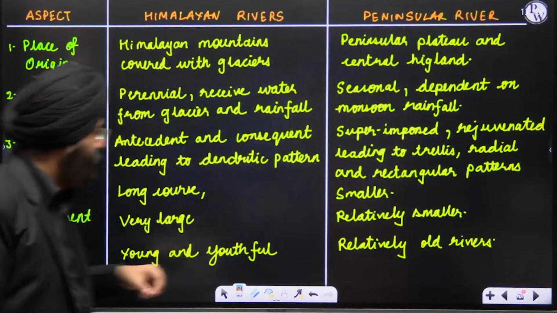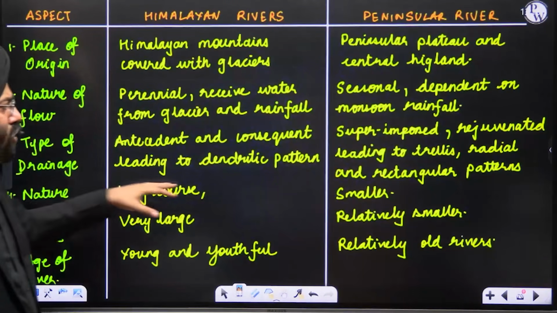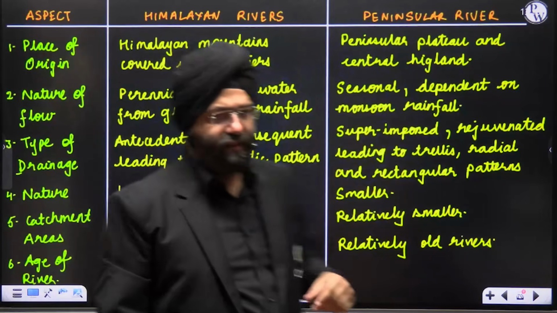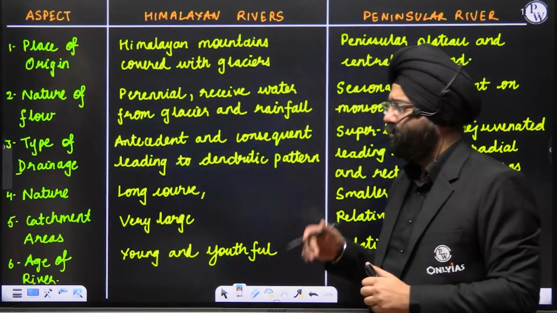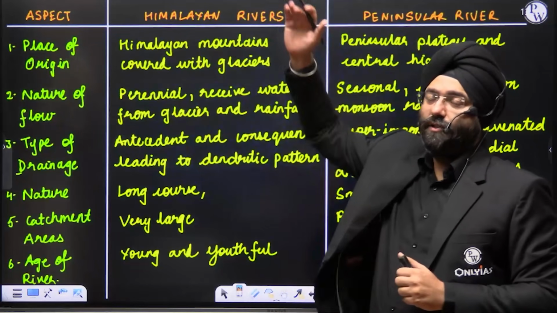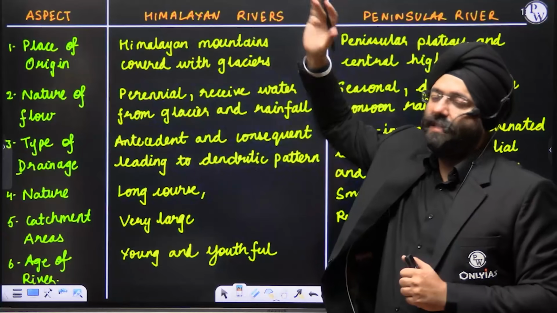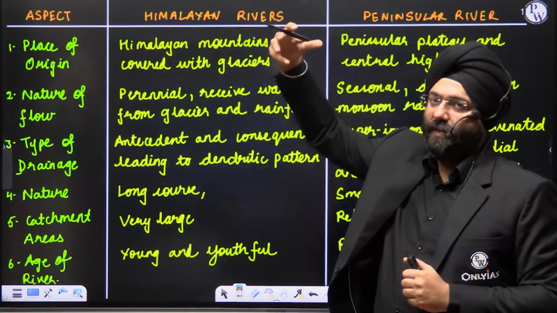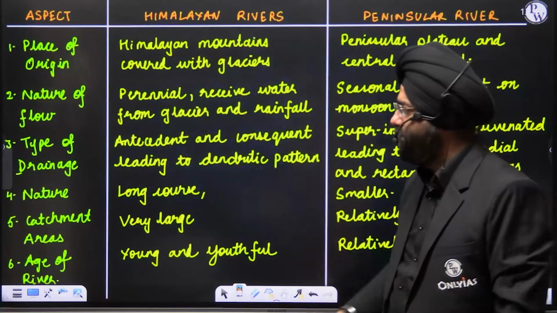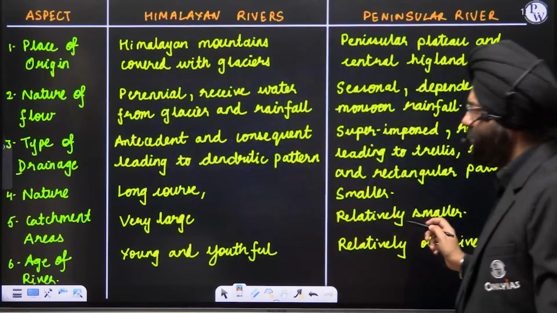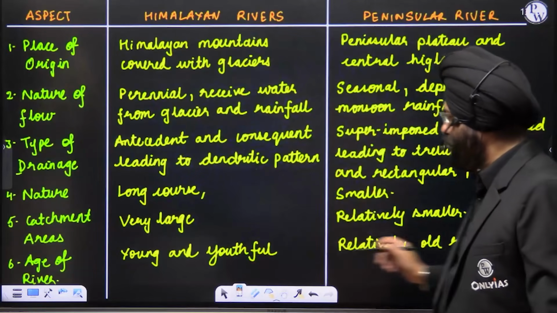Nature: these have a long course, these have relatively smaller courses, because you know that over there the initial slope is very steep, and a lot of water is being fed, so the courses are relatively larger also. Catchment area: very large, small. Age of river: youthful and relatively older.